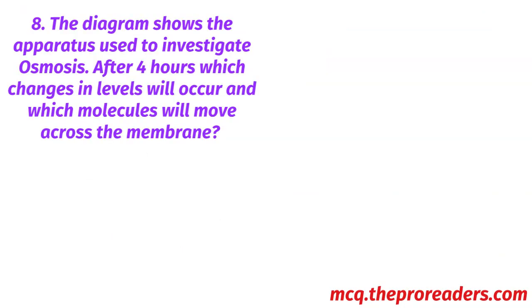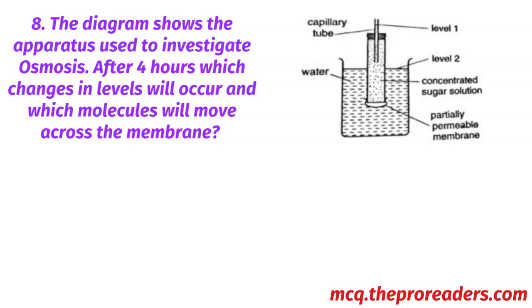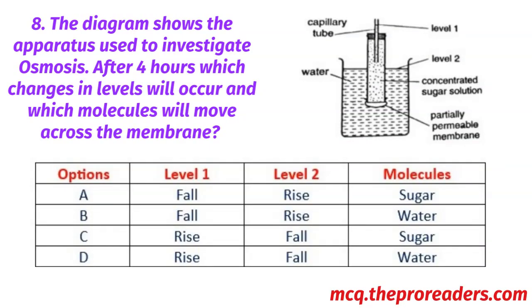The diagram shows the apparatus used to investigate osmosis. After 4 hours, which changes in levels will occur and which molecules will move across the membrane? Level 1, Level 2, molecules. Fall, rise, sugar. Fall, rise, water. Rise, fall, sugar. Rise, fall, water. Option D, rise, fall, water is the correct answer.